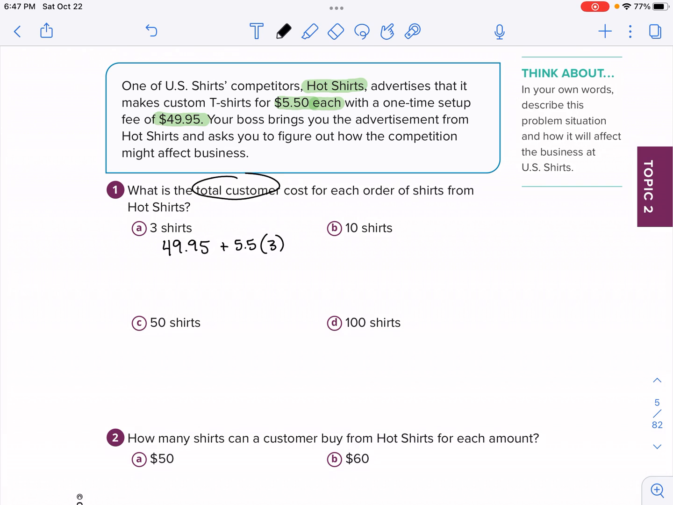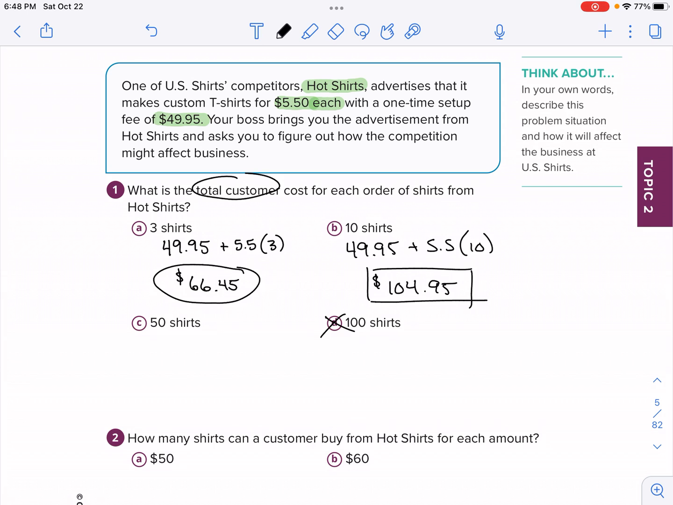This one, I'll actually just give you the answer. This one is $66.45. So we do get a decimal here. And that seems like a lot, right? 3 shirts for $66 roughly. That's quite a bit. We're not going to go through D, but let's go through B and C. This next one is $49.95 plus 5.5 times 10 shirts now. Multiplying by 10, this is just 55. 55 plus $49.95 is going to be over $100. It's $104.95.